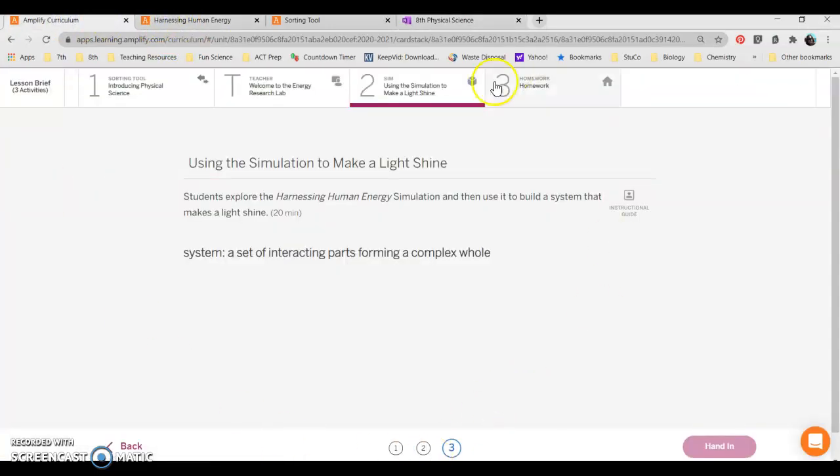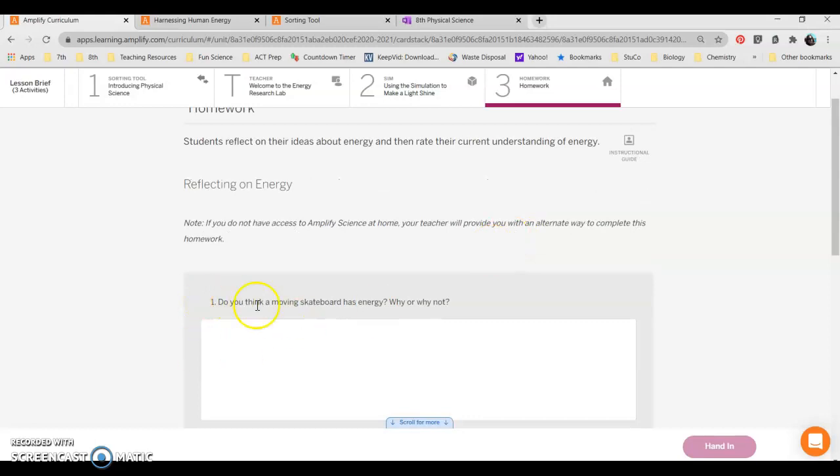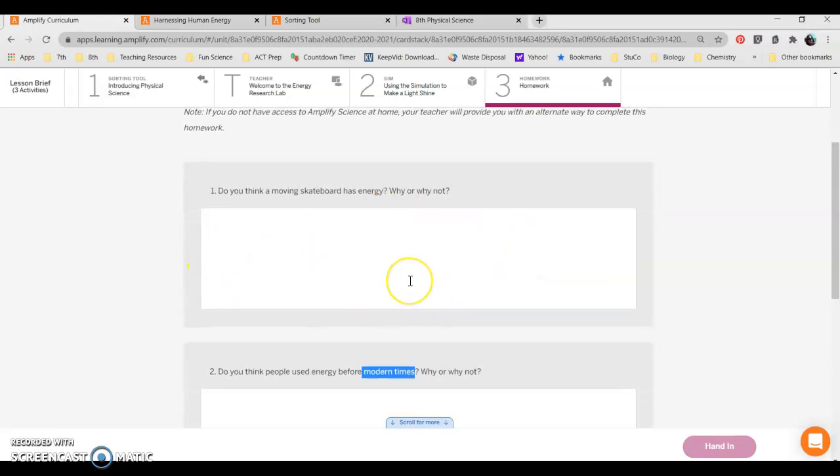Finally, you are going to hit next and do your homework. Your homework is fairly simple. First of all, it says, do you think a moving skateboard has energy? Why or why not? Do you think people used energy before modern times? When I think modern times, I think of anytime we had electricity. So prior to electricity, pioneer days, looking back at like cavemen, do you think they had energy? Why or why not?